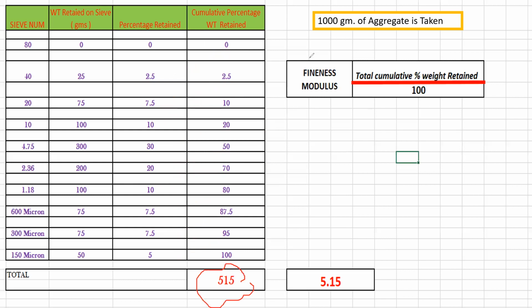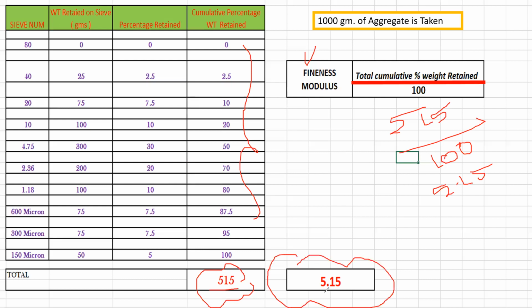Finally, what I require is to find the fineness modulus, and to find the fineness modulus, the formula we have is total cumulative percentage weight retained divided by 100. What is my total cumulative percentage weight retained? This is cumulative. The total means you have to add everything. Finally, I've got 515. So 515 divided by 100 is the formula, and I'm going to get 5.15. By the definition, we told you that fineness modulus is a numerical number, and this is that numerical number, which is 5.15.